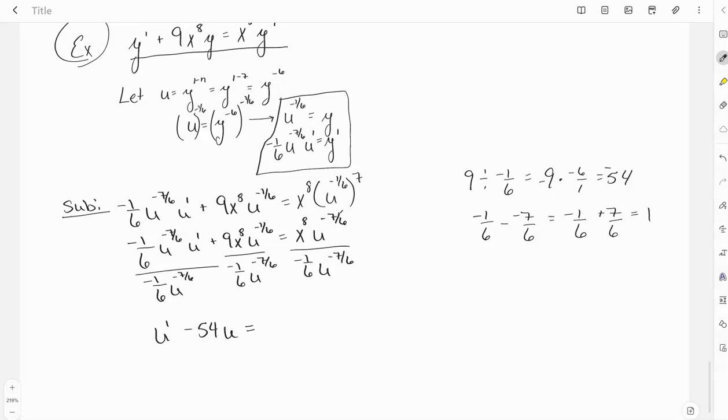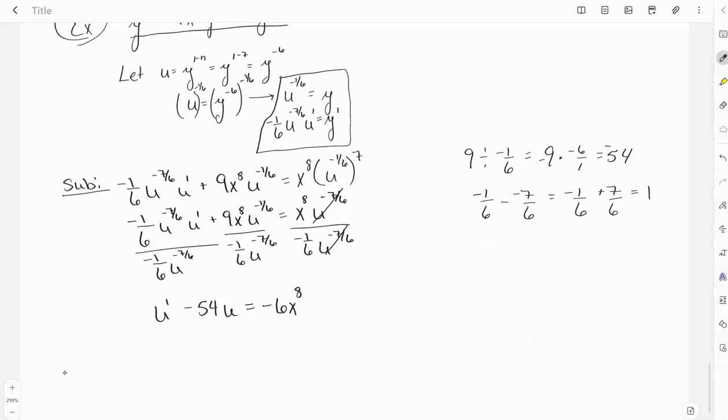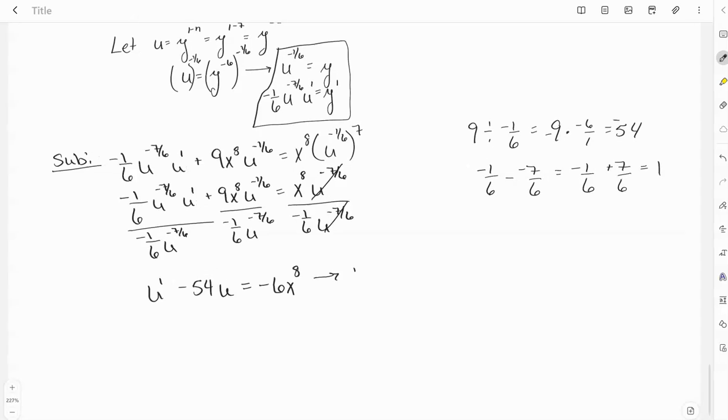And then here you can see how this term is going to cancel with that. So I have x to the 8th divided by negative 1/6. Keep change flip, and we have that. So this guy is first order linear. So we're going to go through our process, find that integrating factor.